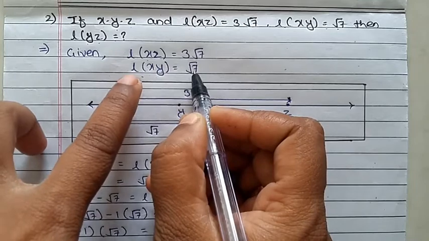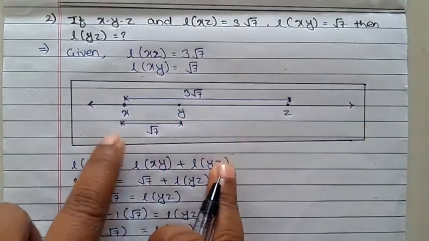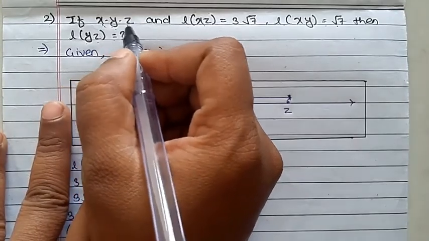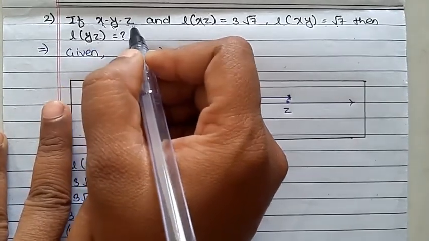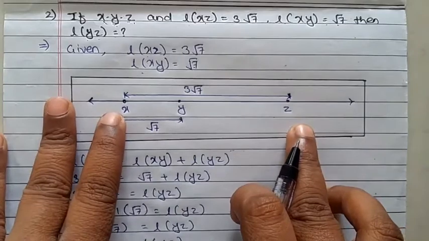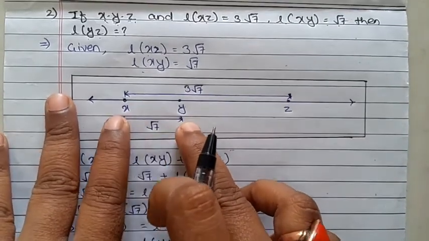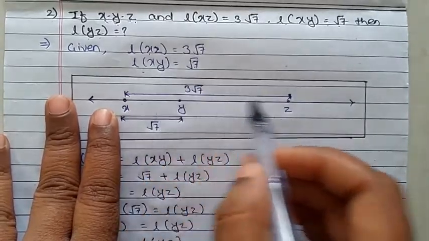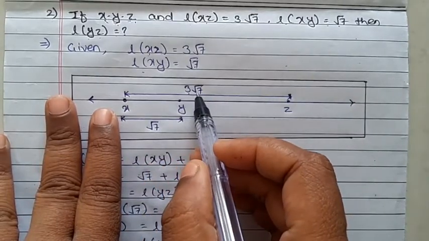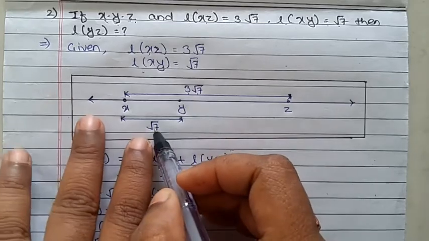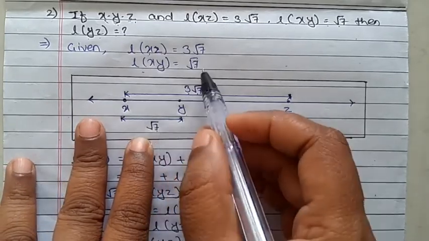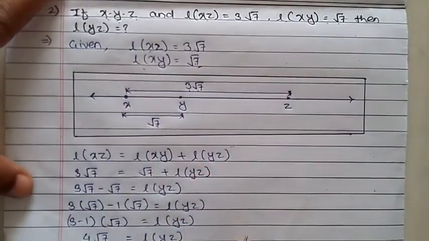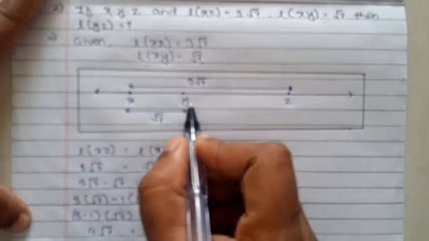Then you have to draw one diagram. XYZ means Y is between X and Z. So the extreme ends are X and Z, and in between Y is there. We know the XZ value, that is 3√7. Then the distance XY is √7 as given in your question. So we have to find out YZ.